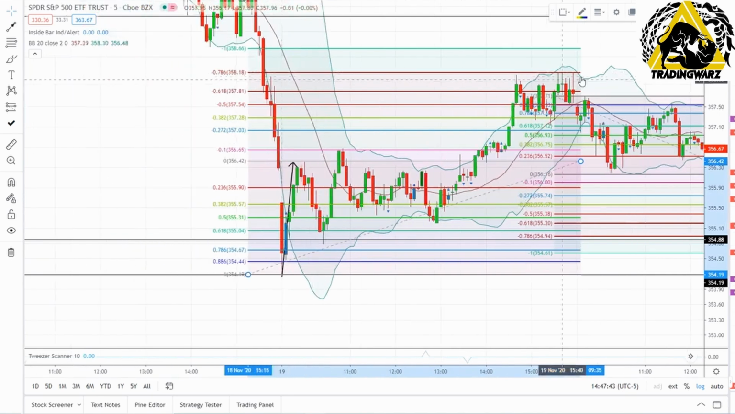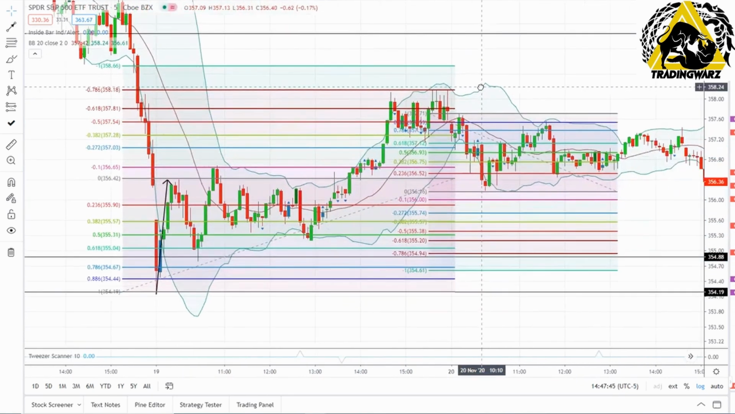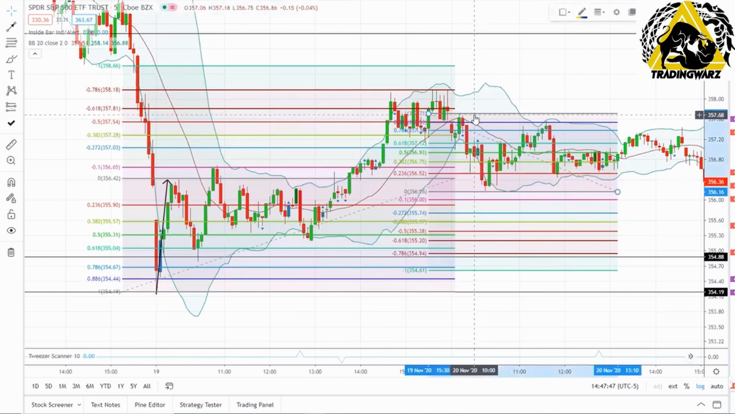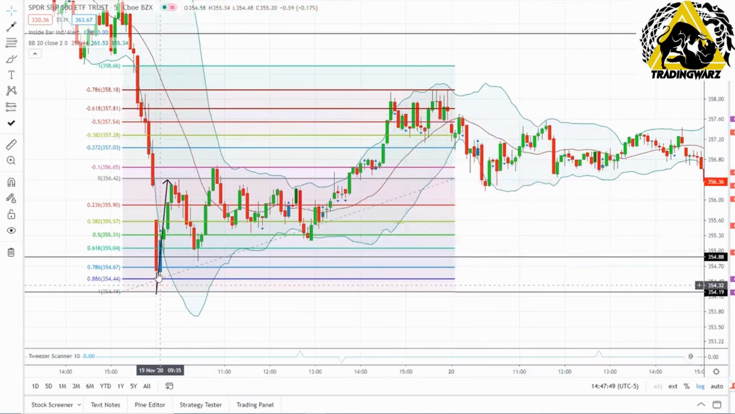Do you guys see how picture perfect that is? Let's take a second to look at this again. I really want to put this point home. Pull to the 618, trade to the 786, and look at these wicks. 1, 2, 3, 4. If that doesn't prove the power of Fibonacci, I don't know what will. The robots are programmed to buy at the levels and sell at the extensions.